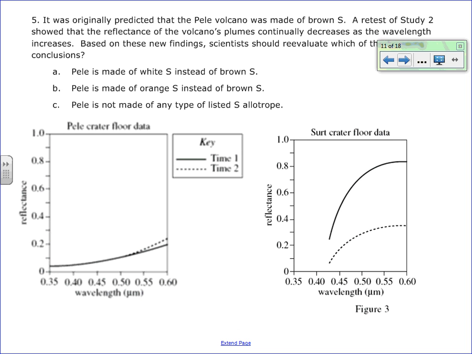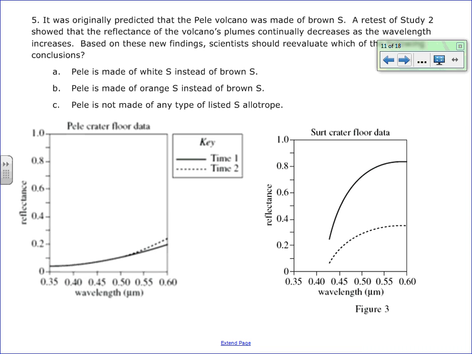All right, let's take a look at the next one. It was originally predicted that the Pele volcano was made of brown S. First off, why was the Pele volcano hypothesized to be made of brown S? What made people think that? The line was similar. Excellent.